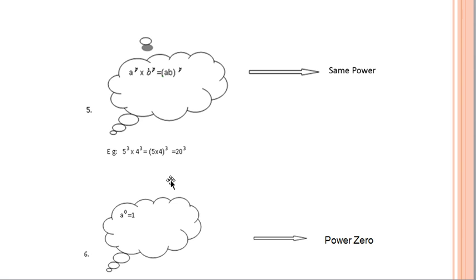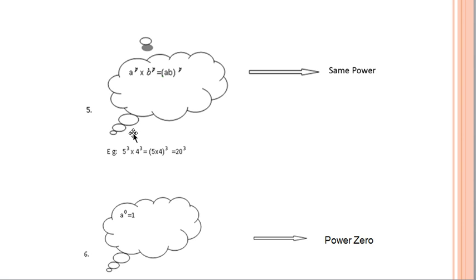Now next is the law where we have the same power. So here the bases are different but the powers are the same. Power or index or exponent, it is the same thing. So a to the power p into b to the power p is nothing but ab to the power of p. So I can group them and write them as ab to the power of p.